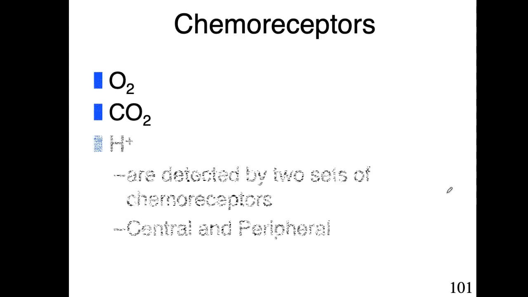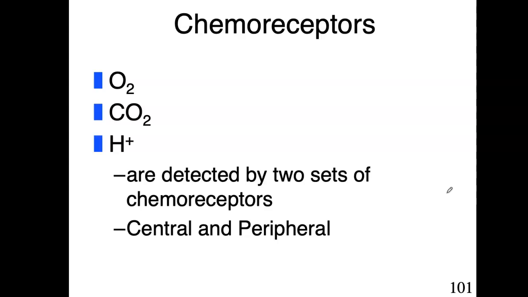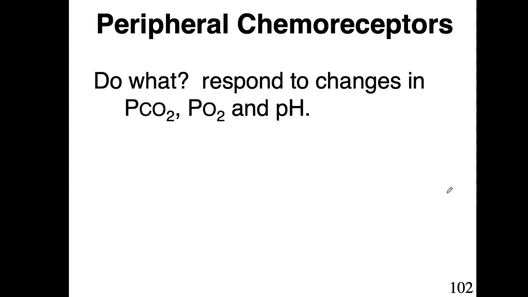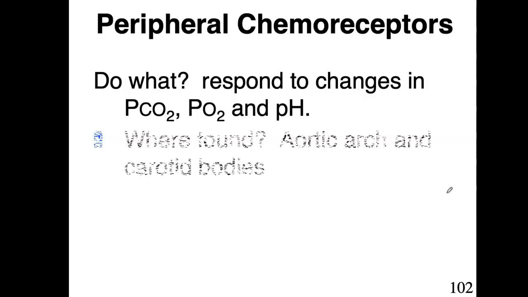I think we've talked about that before. Oxygen, CO2, and hydrogen ions. These chemoreceptors are monitoring those 3 things, and they're detected by 2 sets of chemoreceptors. Some are central and some are peripheral. Let's start with the peripheral chemoreceptors. They're going to respond to changes in the partial pressure of carbon dioxide and oxygen, and they're also going to be monitoring pH, if pH is too low or too high.